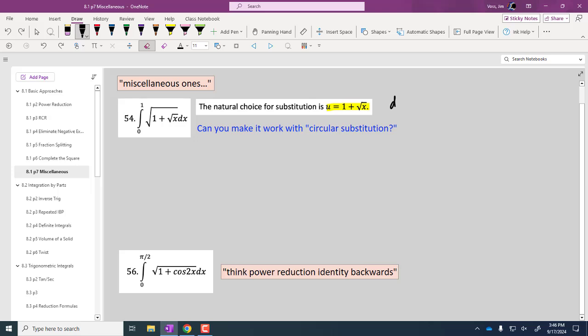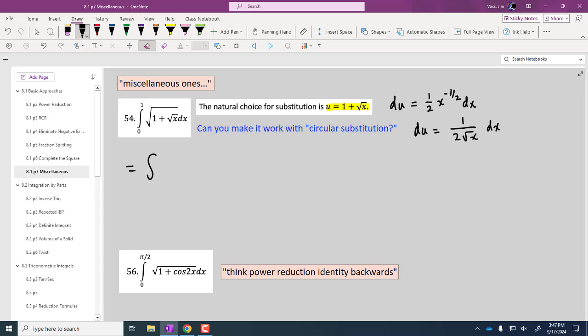So first thing, when we do this derivative here, if we're going to use that for our u, the derivative here is going to be 1/2 x to the minus 1/2 times dx. So this is going to be du equals 1/2 root x dx. Does everybody follow that part? Yep. Okay, so this is going to be the integral of u. We said that was u, so it's a square root of u, so u to the half.